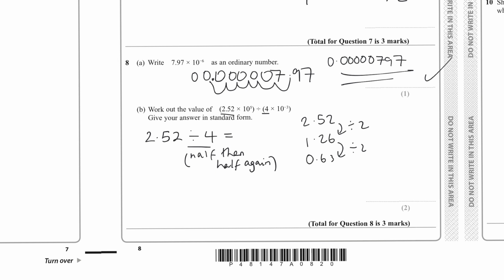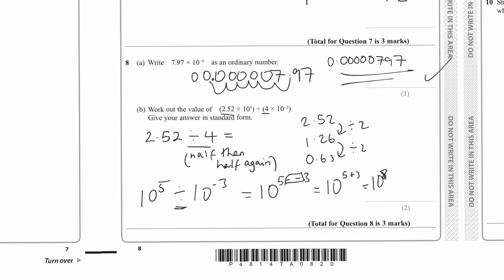So that's that. And then in terms of the 10 to the 5 divided by 10 to the minus 3, we would take away the powers. Whenever you're dividing powers with the same base number, so they both have a base number of 10, you're going to subtract the powers. But just remember that here, you've got a negative 3. So you're essentially doing 5 minus minus 3. And remember, whenever you have two minuses together, it becomes a positive. So really and truly, our answer will be 10 to the power of 5 plus 3, which is 10 to the power of 8.